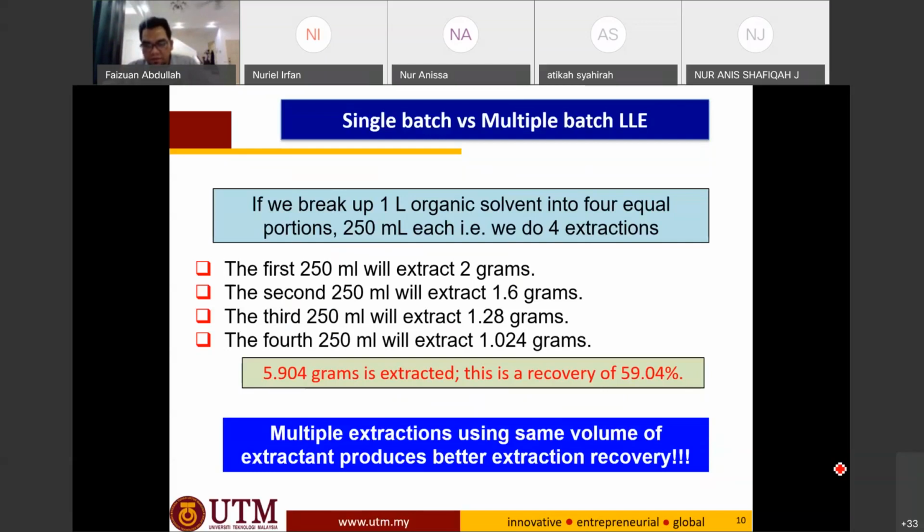But remember, we only break up the organic solvents into 4 volumes, but the sample remains at 1 liter, remember?